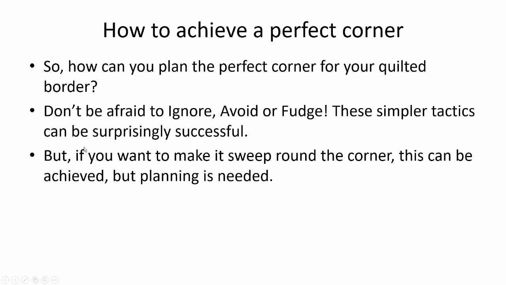So if you're wanting to plan the perfect corner for your quilted border, how can you do it? Well, don't be afraid to use these simpler tactics. The ignore, avoid or fudging corners. They can be surprisingly successful. But if you do want to make it sweep round the corner in a perfectly planned way, this can be achieved.